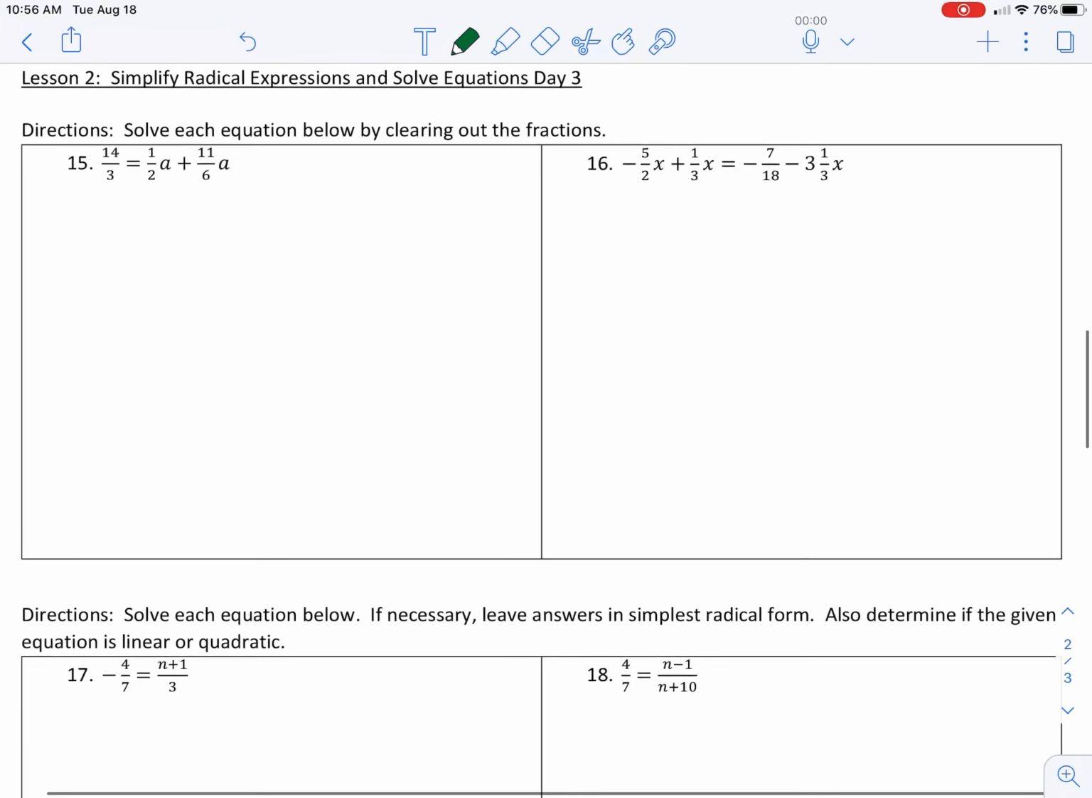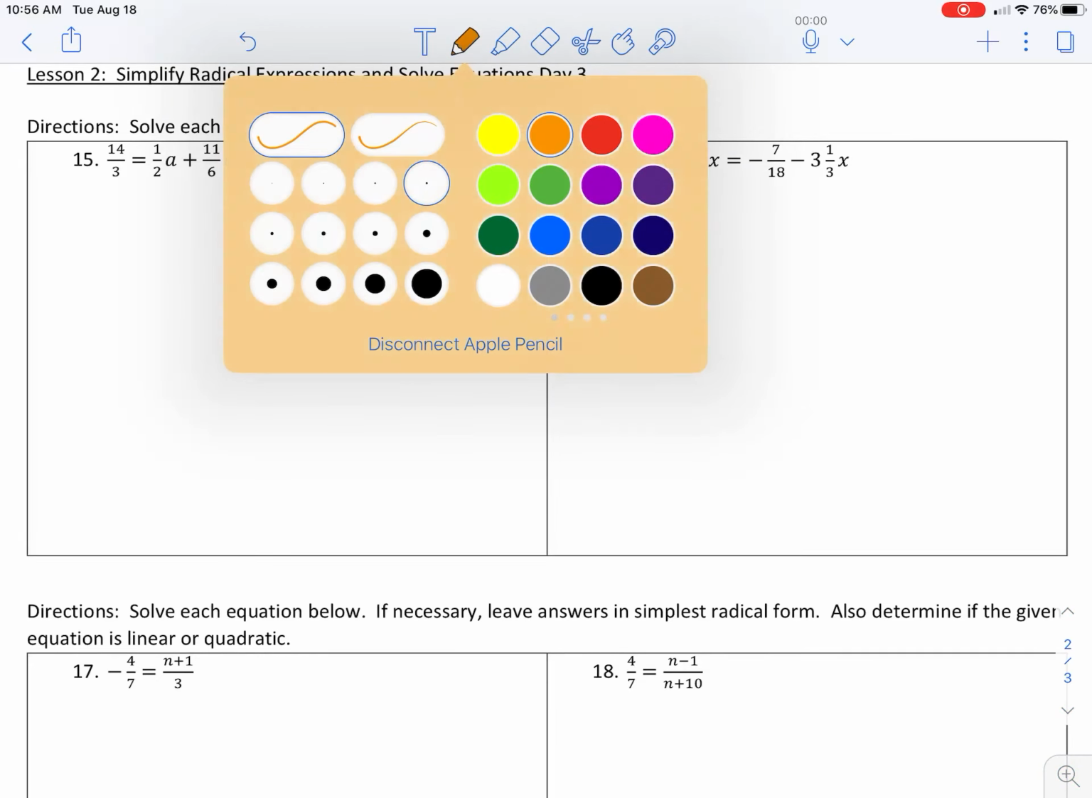Okay, moving on. Let's change colors up again.